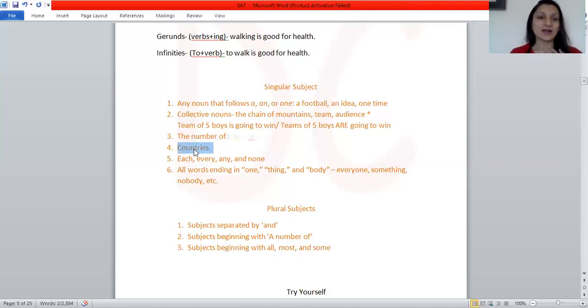Countries. So I stay in United Arab Emirates. Emirates, it ends with S, but that doesn't mean it's plural. The Philippines, the Netherlands, the United States of America. Or let's say, forget America, the United States. So when you say states, it ends with S, but that doesn't mean it's plural. It's always singular.